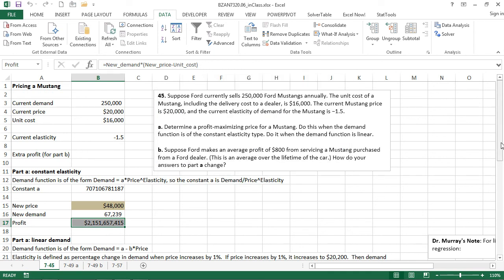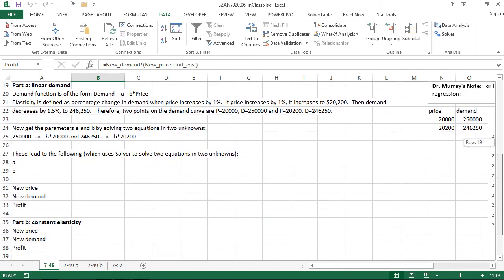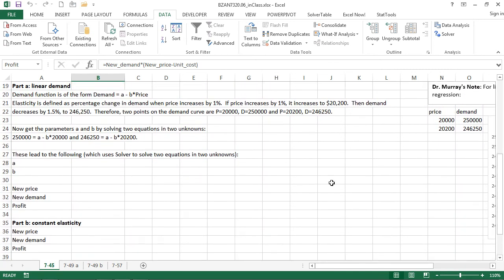All right. Well, that's with elasticity. Now let's look at linear demand. And this is where the constant A would be the y-intercept for the problem. Well, hang on a second.